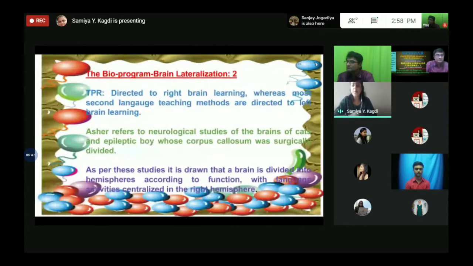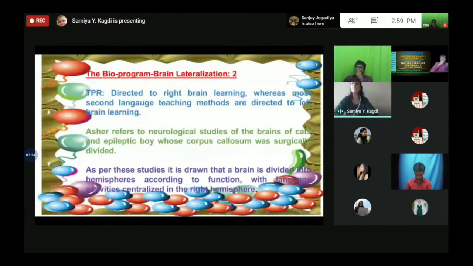Here is the bioprogram brain lateralization. It is about two hemispheres of the brain, the right brain learning system and the left brain learning system. The right brain learning system is associated with physical response, while the left brain system is associated with the learning system which is happening when we are learning a second language, which we can relate with our current studies also.